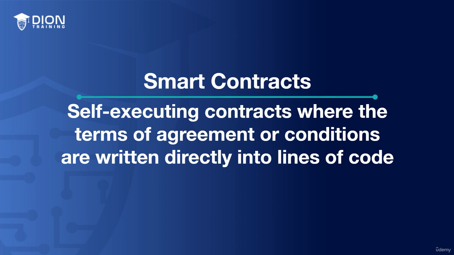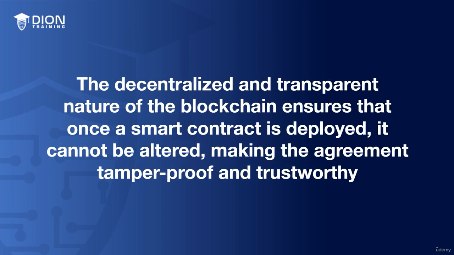For instance, a smart contract could automatically release funds to a seller once the buyer confirms the receipt of their goods. The decentralized and transparent nature of these blockchain transactions also ensures that once a smart contract is deployed, it cannot be altered, and this makes the agreement tamper-proof and fully trustworthy.